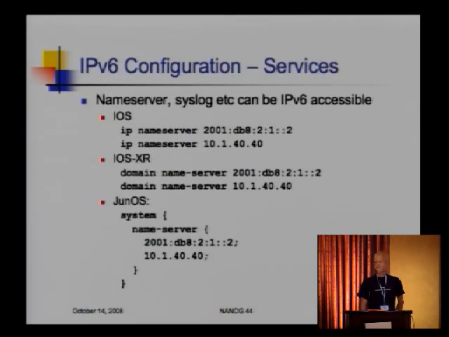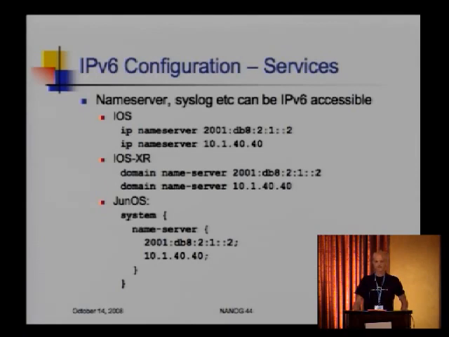Once v6 is up and running, well, you can do various services, so things like name server, syslog, TFTP, and so forth are v6 accessible. Paradoxically, in iOS, it says IP name server, whereas you'd expect it to be IPv6 name server, but it's IP name server, and you can put in a v4 or a v6 address if you want to.